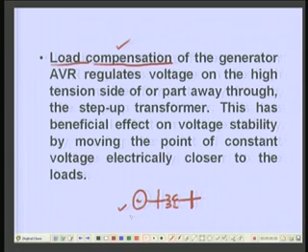That is, the load compensation of the generator AVR regulates the voltage on the high tension side or part way through the step up transformer. This has a beneficial effect on voltage stability by moving the point of constant voltage electrically closer to the loads. In the sense that this constant voltage point is now coming closer to the loads. This is one approach: instead of regulating the terminal voltage, you regulate a voltage at some other point using the AVR and load compensation devices.